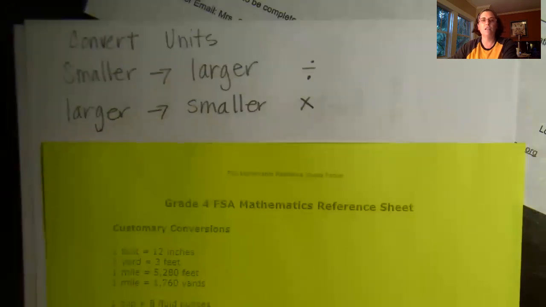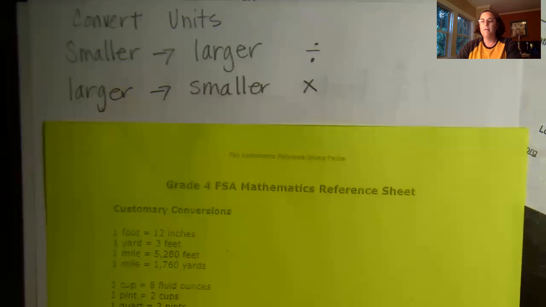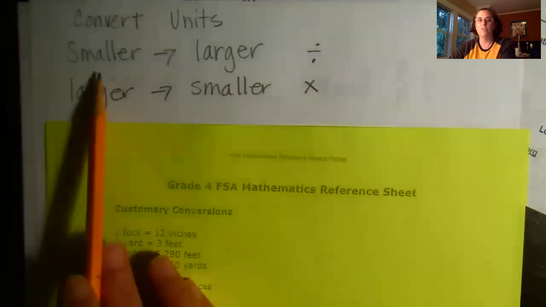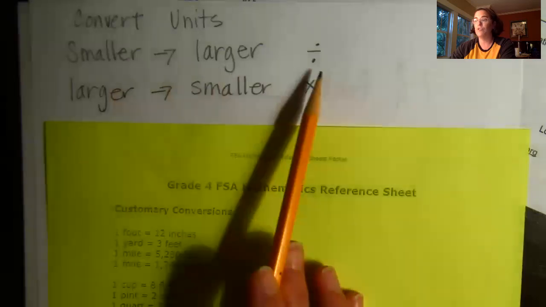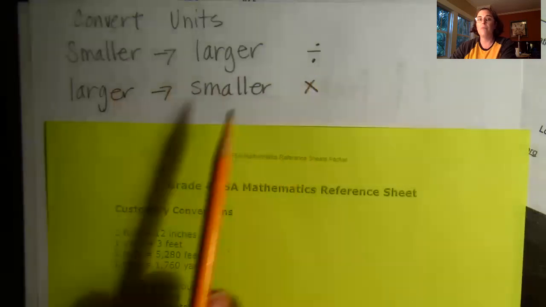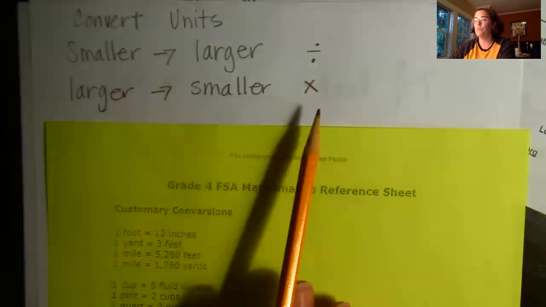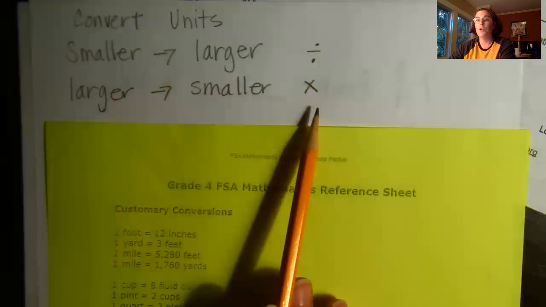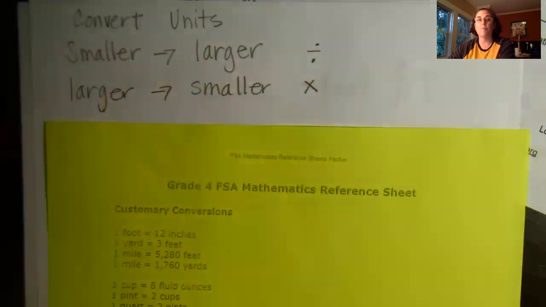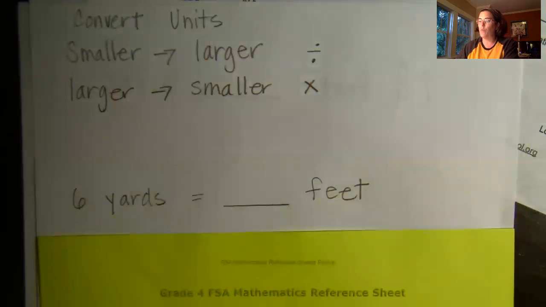One of the super important things to remember is that whenever we're going from a smaller unit to a larger unit, we're going to use division. And whenever we go from a larger unit to a smaller unit, we're going to use multiplication. Okay, so I'm going to leave this at the top of my paper so I remember that it's going to be my reference. And when we start doing some practice problems together after the lesson, I'm going to have you write it on the top of your paper as well.